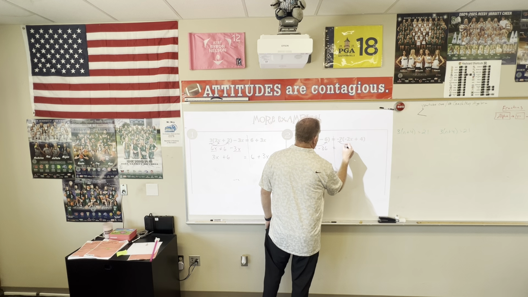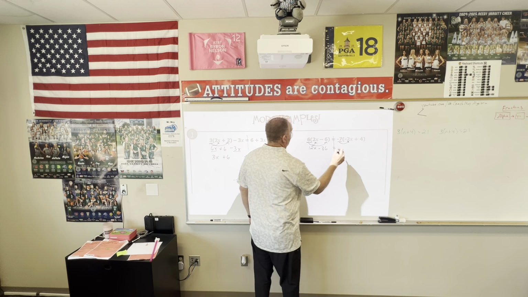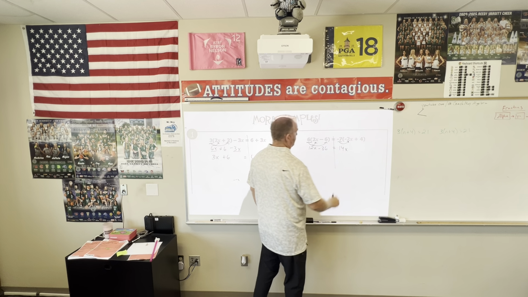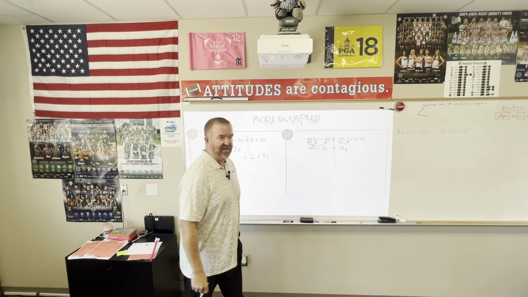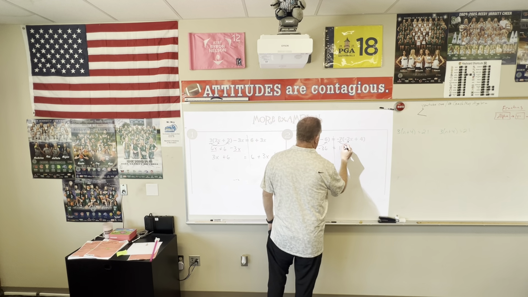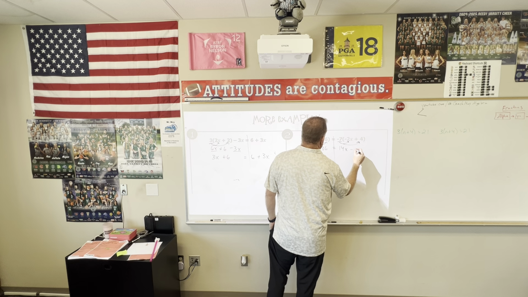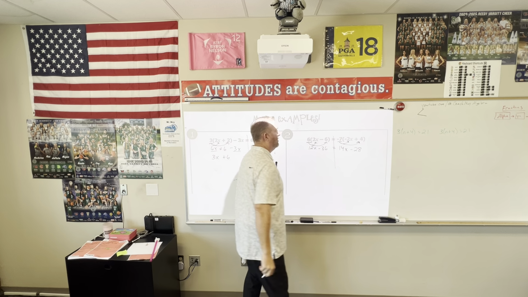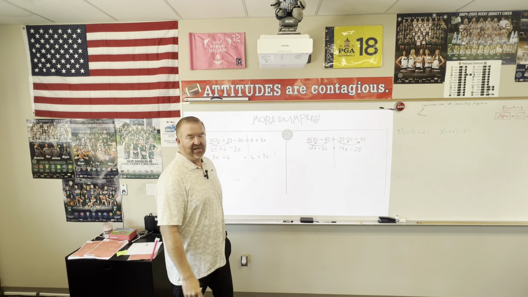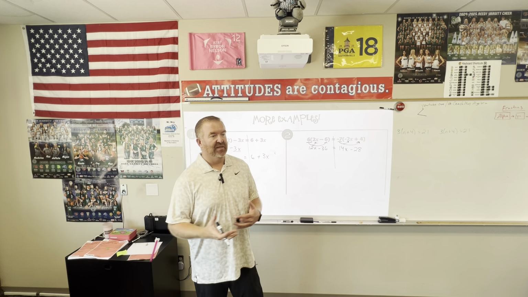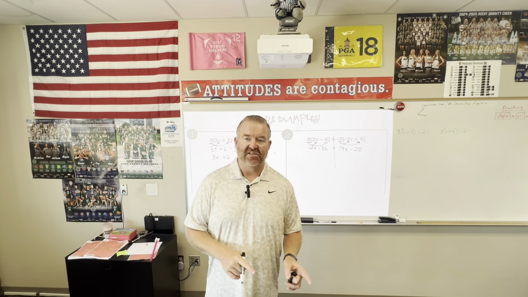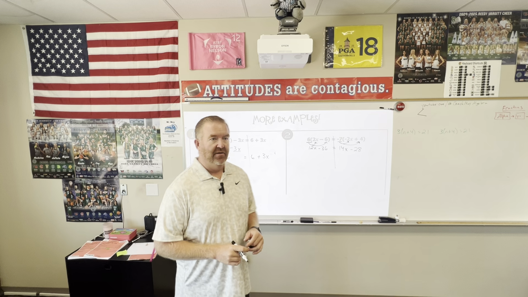What's negative 7 times negative 2? Positive 14x. What's negative 7 times 4? Negative 28. When you multiply by negative, we talked about that the other day. When you multiply by negative, all the signs switch. Yes? All right, here we go.